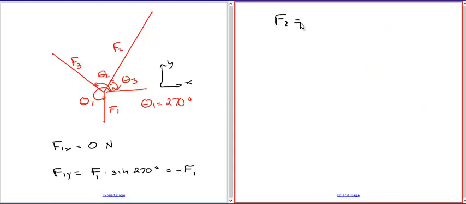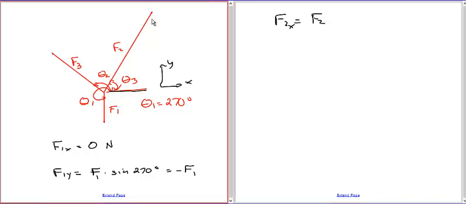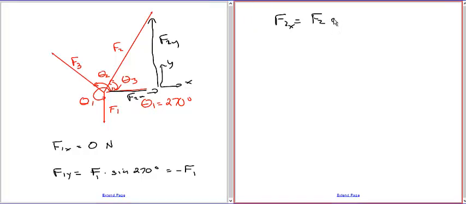F2x is F2. Now, which one is it? Is it the cosine or the sine? Well, again, if you take this force and you break it into two components, you're going to have F2y and F2x. This is the adjacent side relative to this angle, so it's going to be the cosine of theta 2, and F2y is going to be equal to F2 times the sine of theta 2, and the same thing for F3. And if you use the angle from the positive x-axis, you'll get the correct signs. You'll get a negative x component and a positive y component.